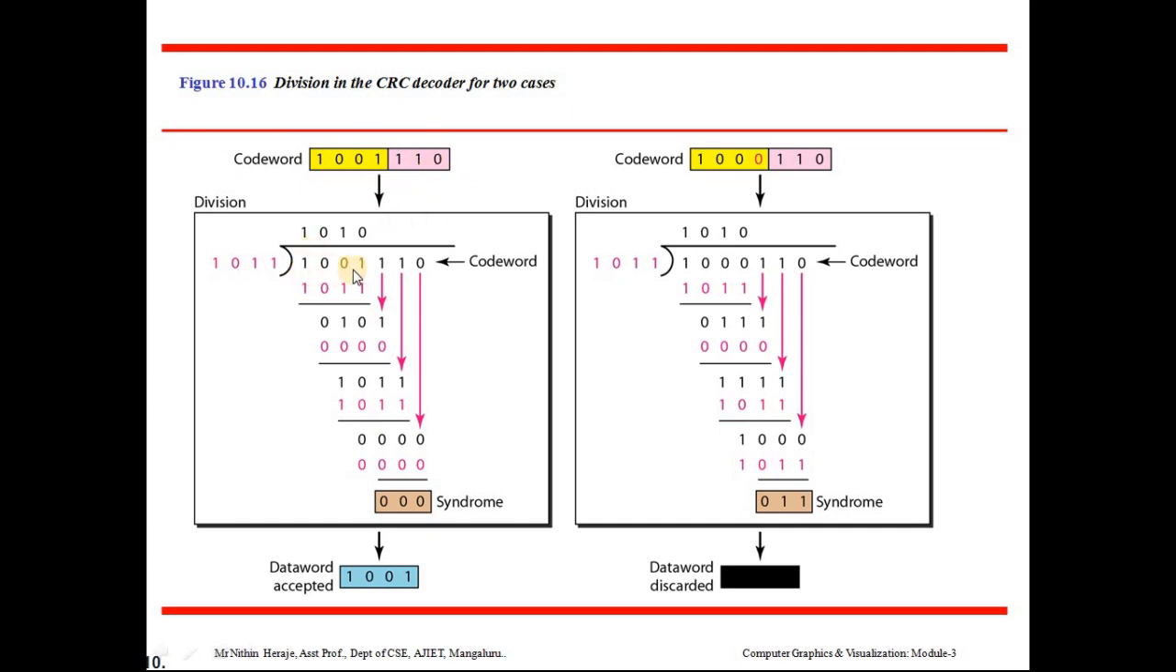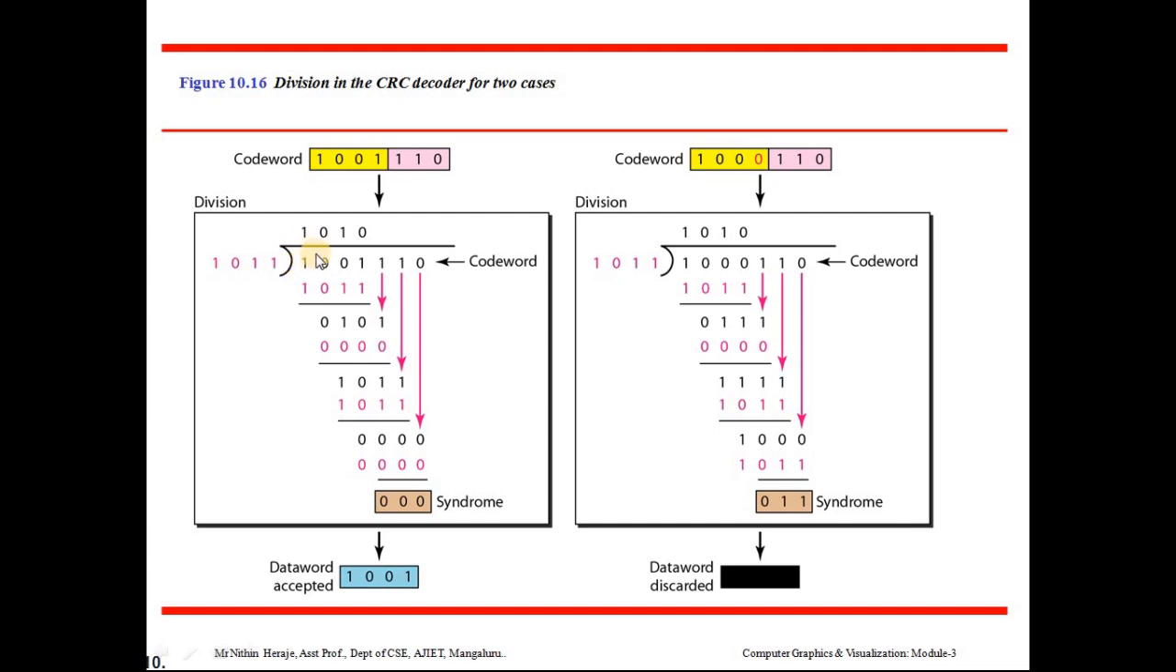So if you look at this, we have 1001110 as the code word that is received from the sender's end. And if you look at this, the divisor is the same as that which has been there for the sender part also. So again, the same process will continue.